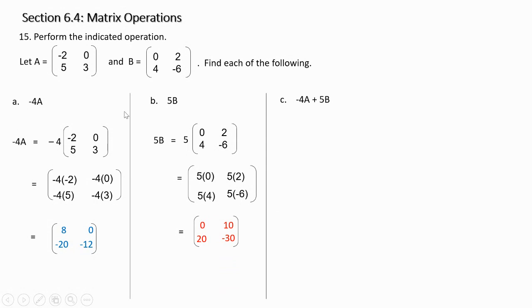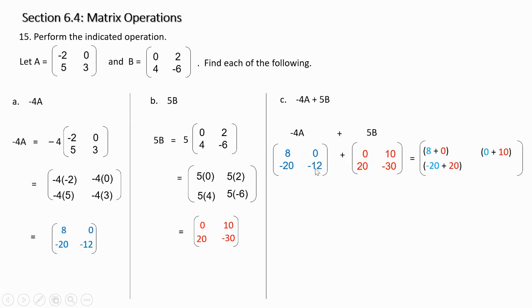And then we're going to add negative 4a plus 5b. So negative 4a, this was my answer, plus 5b, for 5b, this was my answer. Now we do what we did earlier when we added matrices. So 8 plus 0, 0 plus 10, negative 20 plus 20, and negative 12 plus negative 30. So we get 8, 10, 0, negative 42. That's my result.